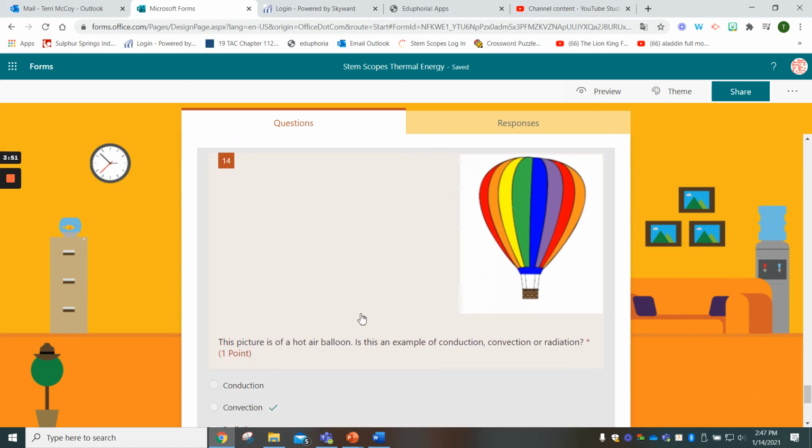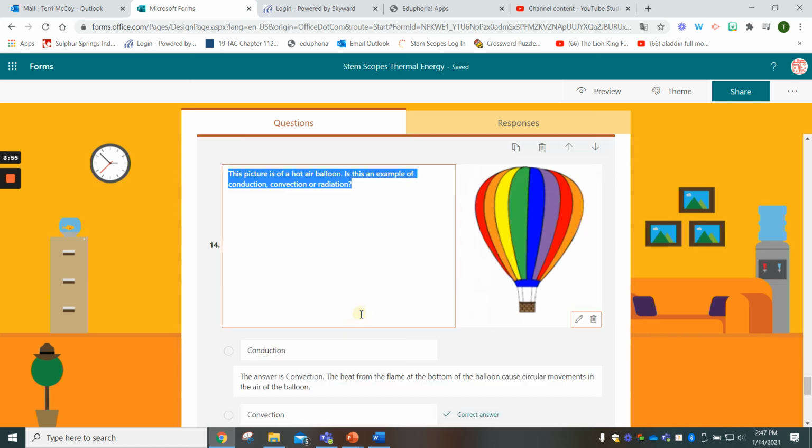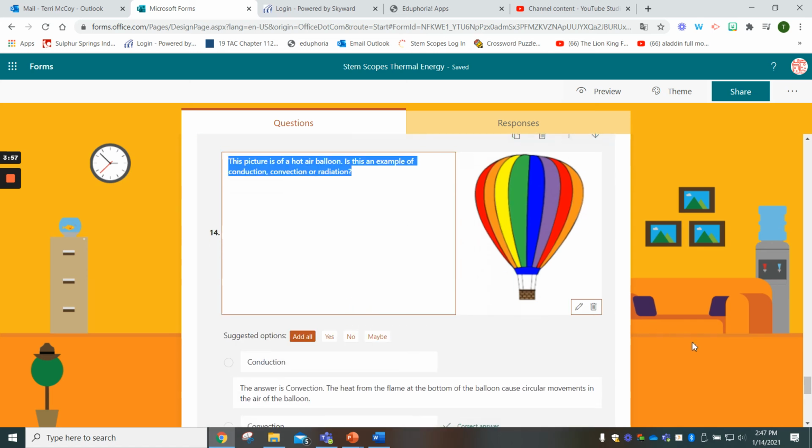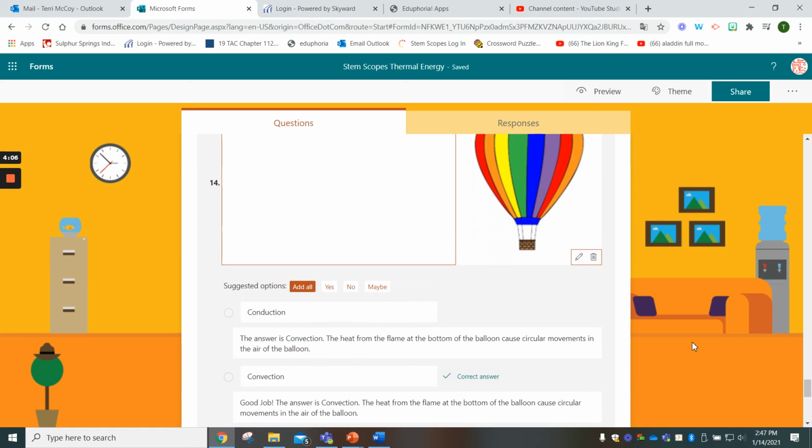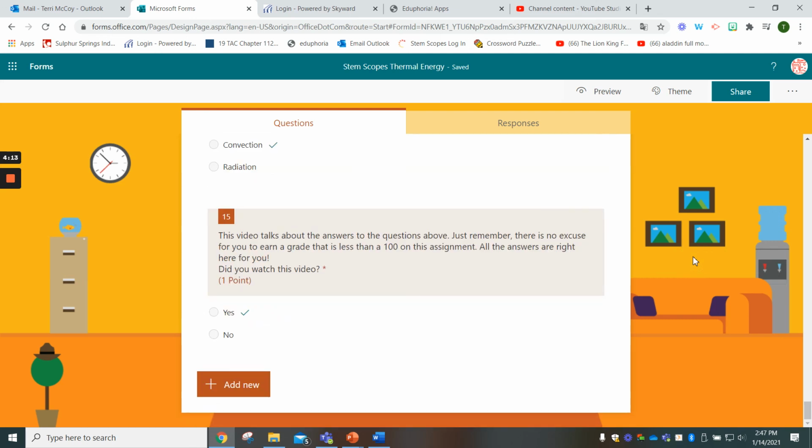Here we have a hot air balloon, one of my favorite examples of heat transfer, okay? So, is the hot air balloon an example of conduction, convection, or radiation? If you said convection, you are exactly right. The heat from the flame at the bottom of the balloon causes circular movements in the air above the balloon. Pretty cool, right? Okay, so that is it for this assignment.